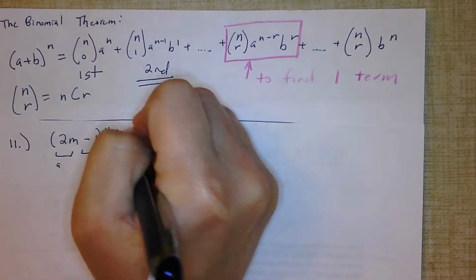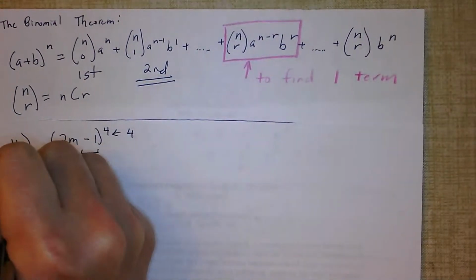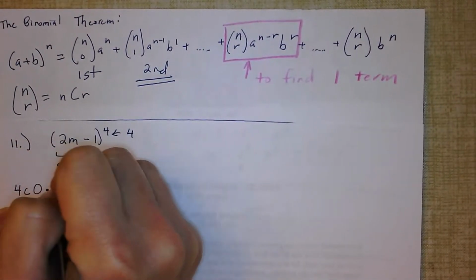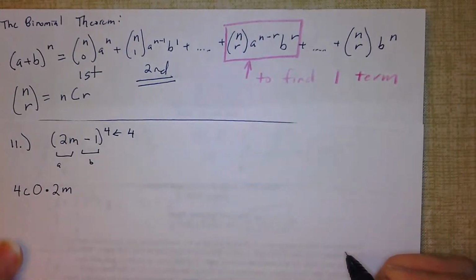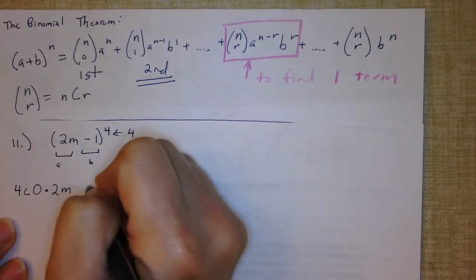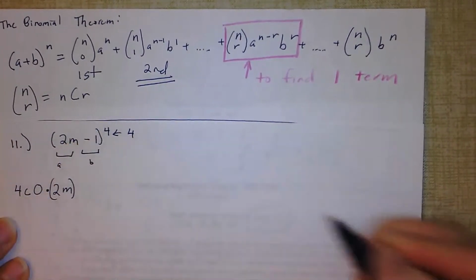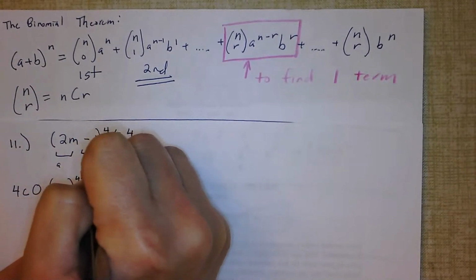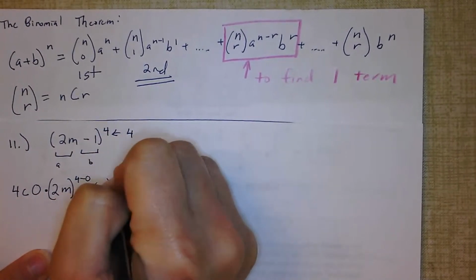My n is 4. So I'm going to start with 4C0 times 2. And this is like, you just got to do it. Make sure you put that in parentheses. You have 4 minus 0 times negative 1 to the 0.